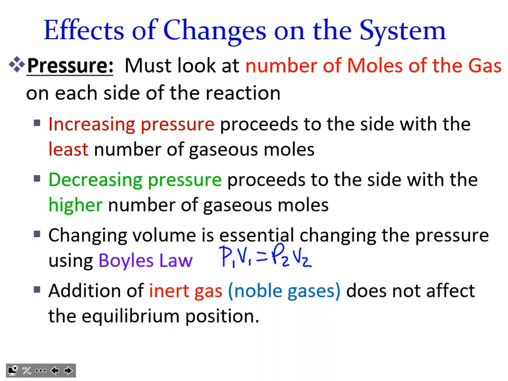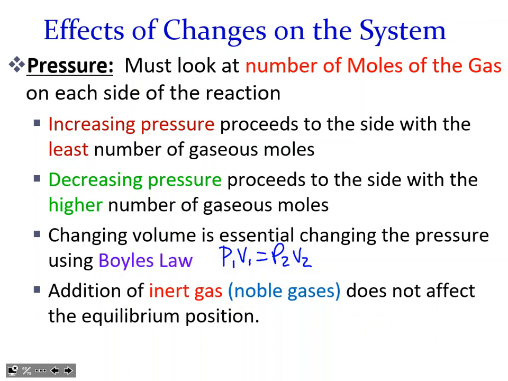The only thing that will happen to the system when you add in an inert gas is it will increase the overall pressure of the system, but it doesn't change the equilibrium of the reaction involved. But they love to throw that one in as a trick. So adding in an inert gas is not going to react with anything. It's not going to change the equilibrium position. The only thing you could say that it would change would be the overall pressure in the container.